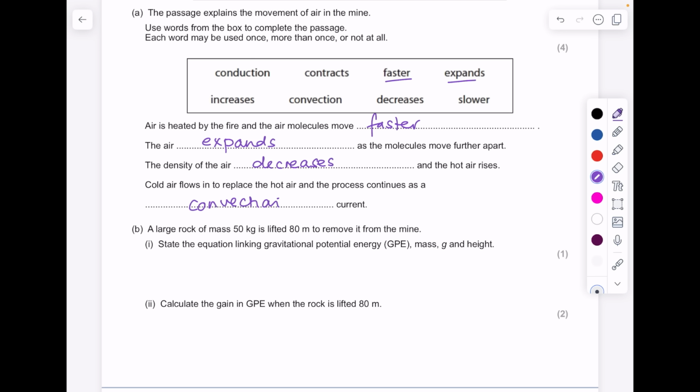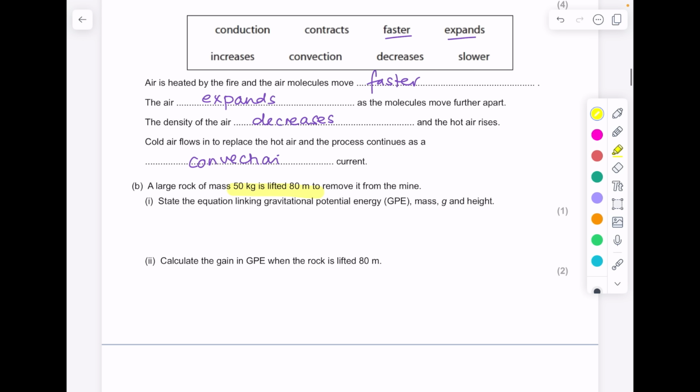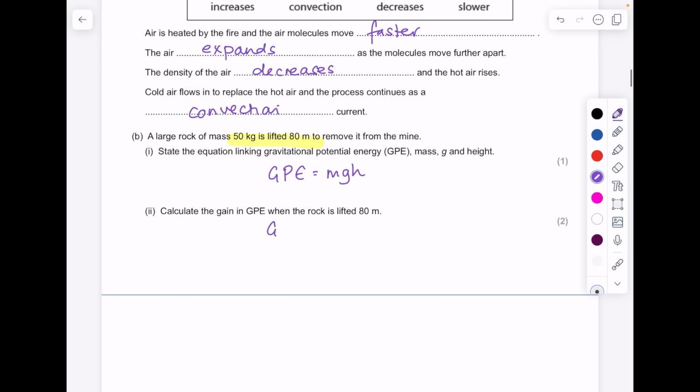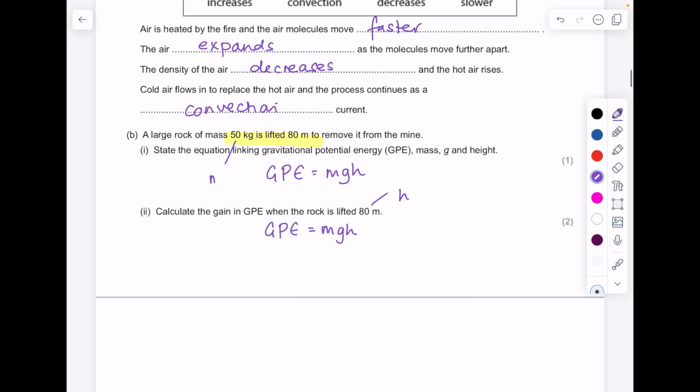A large rock of mass 50 kilograms is lifted 80 meters to remove it from the mine. State the equation linking gravitational potential energy, mass, gravity and height. So GPE equals mgh. Calculate the gain in gravitational potential energy when the rock is lifted 80 meters. Always state your equation, label everything. That's our height. There's our mass. Gravity, remember, is 10. You need to remember that. So we do 50 times 10 times 80. And then don't forget your units, which is joules. So our answer is 40,000 joules.